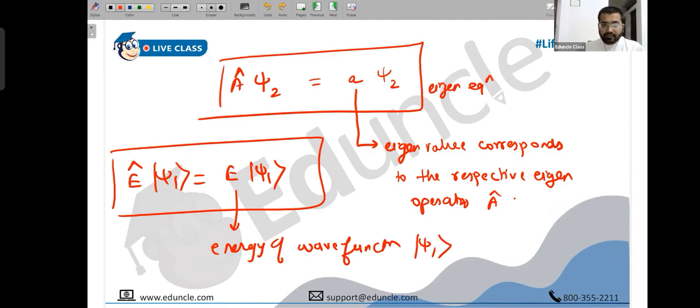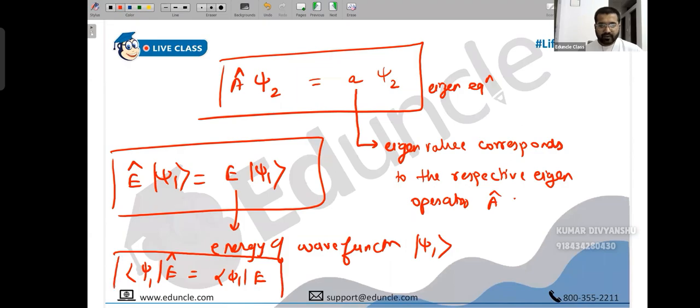Sir, if we change the notation, then also it's fine. You can write it this way, it doesn't matter. So this will be psi1, and you have E. This is also fine, no problem. Okay, sir, but it's very uncomfortable. I will go with the check of that. Okay, next.